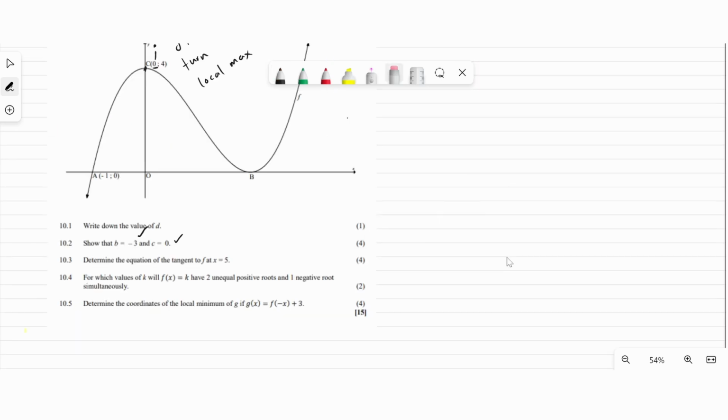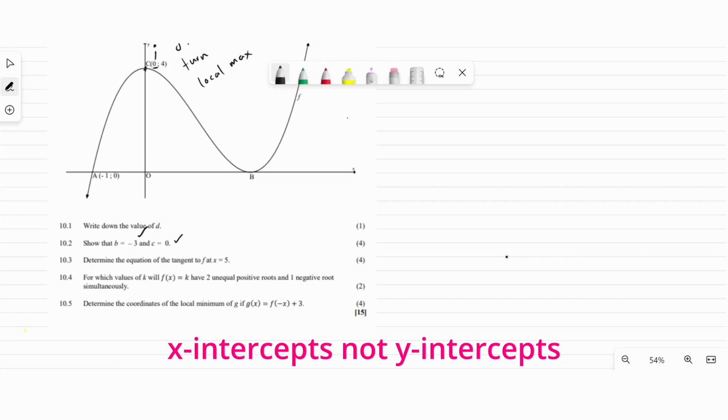So 10.4 says find the value of k for which f of x equals k will have 2 equal positive roots and 1 negative root simultaneously. So we need to understand what a root is and how k affects the graph. First, I'm going to explain what a root is. Roots are where the graph cuts at the x-axis. So those are the roots.